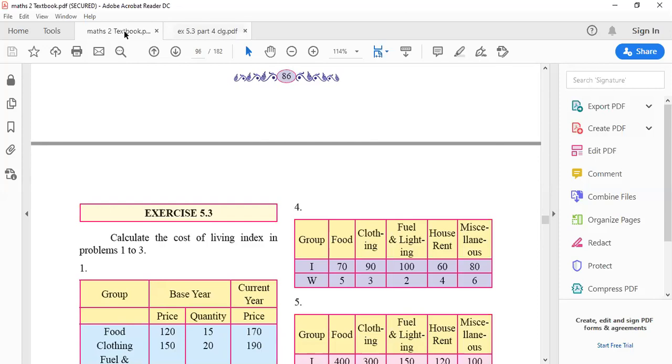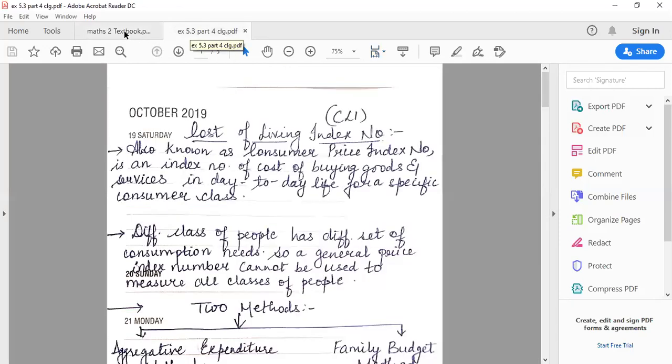Good morning, class. So, continuing forward, yesterday we finished exercise 5.2. Remember all the 6 developers of price index numbers. Now, today we'll be continuing with exercise 5.3, the last exercise of this particular chapter. The heading of this exercise is cost of living index number.